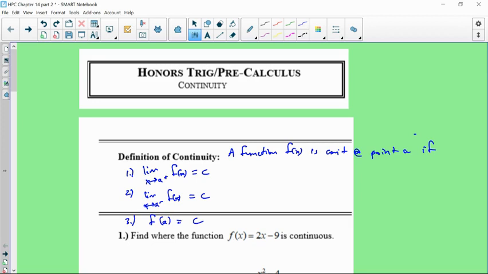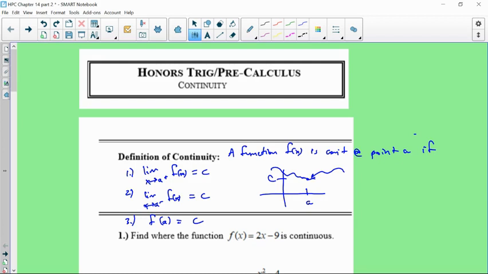Those three pieces are something that we're going to rigorously prove next year in calculus. For us, the idea of something being continuous is that if you have a graph, and here's your a value and here's your c value, which is a y value, then the limit as x approaches a from the right, the limit from the left, and f of a all equal that one point. Then we say the function is continuous at that point. And if a function is continuous at every single point, then we say the function is continuous.